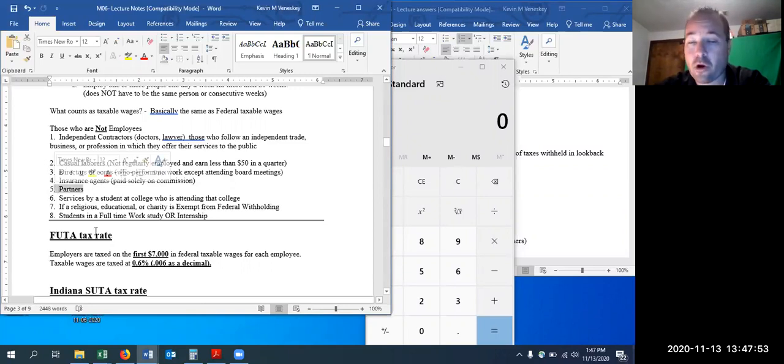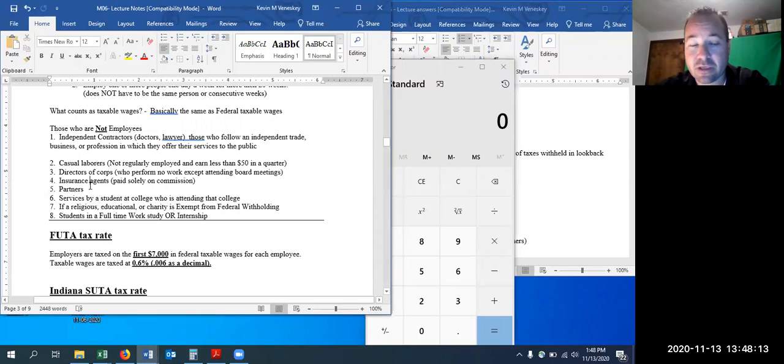Partners of a partnership, these guys are not considered employees for FUTA purposes. They're kind of like an independent contractor. They have their own forms that they fill out, like independent contractors do a Schedule C. These guys have their own form.